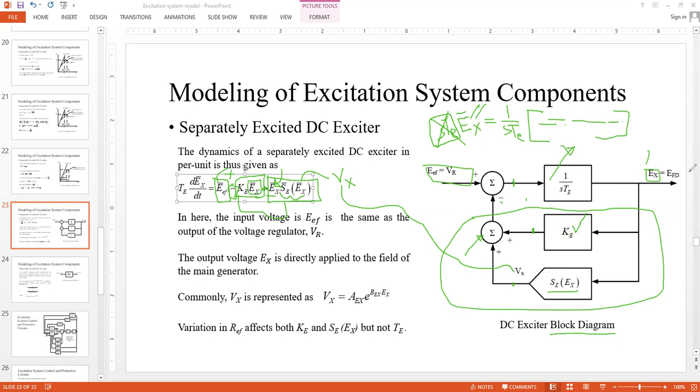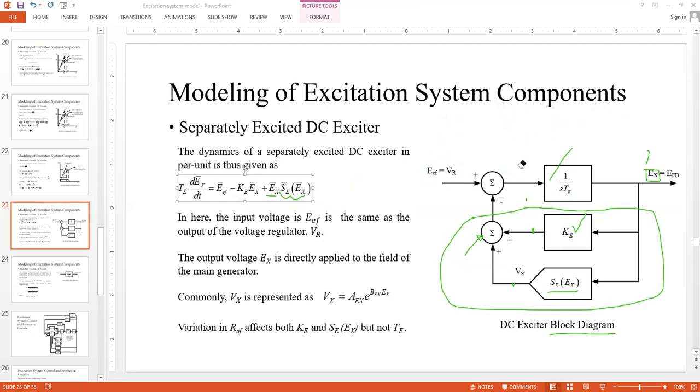So this is the explanation for the block diagram. Once this is done, this is actually the model for the DC exciter. However, we still have one nonlinearity present in terms of the saturation function capital SE.